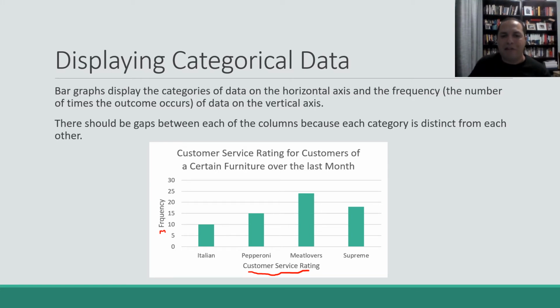Now for our bar graph, there should be gaps in between. So these categories are very separate. It's not like they're close together and overlapping or anything like that. Each bar is separate from the others because the categories don't have anything to do with each other. They are distinct and separate from each other.